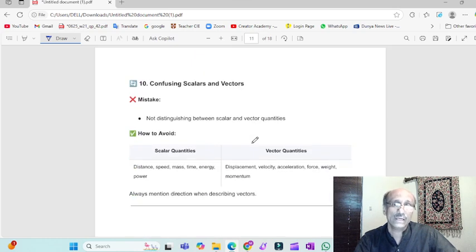Then the next one is scalar and vector. You must know the definition of scalars and vectors, and you have to remember which quantities are scalars and which quantities are vectors. You have to remember these things.